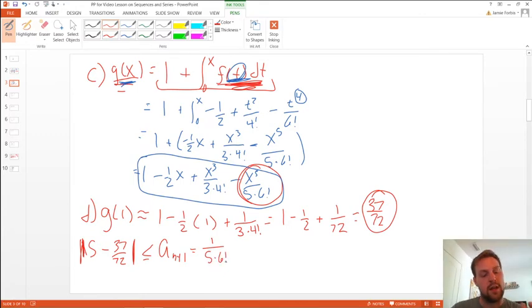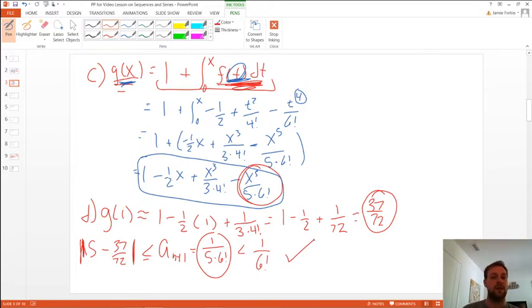So I know that the difference between my approximation and S is less than or equal to my next term. And this value right here is actually less than 1 over 6 factorial, because this is a bigger denominator. So we indeed just showed it using the alternating series error bound test. Okay, that's all we needed to do. So I wouldn't worry about D as much as this part of D. Everything else, building a function, I think that's something you definitely need to know how to do. So I think that was a good problem.